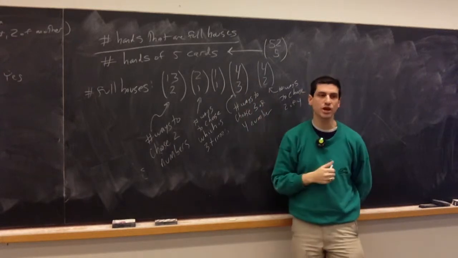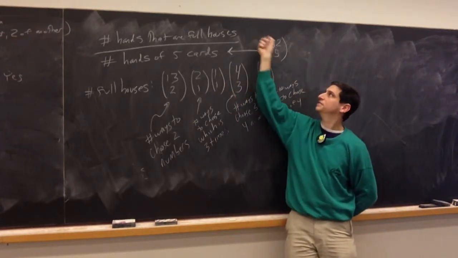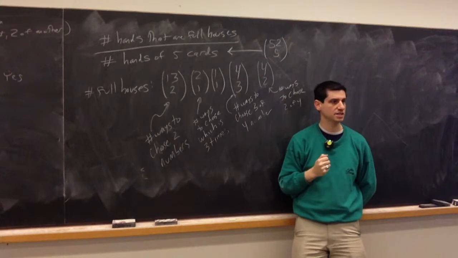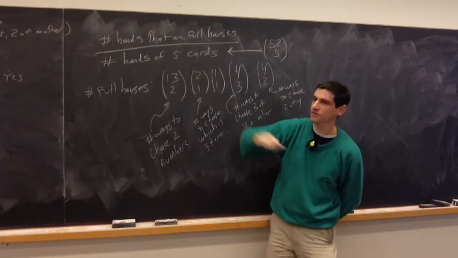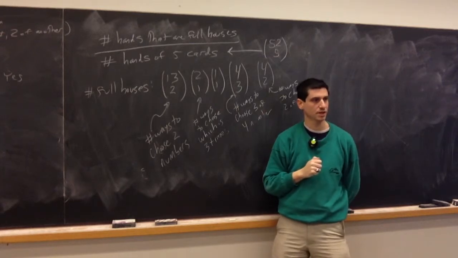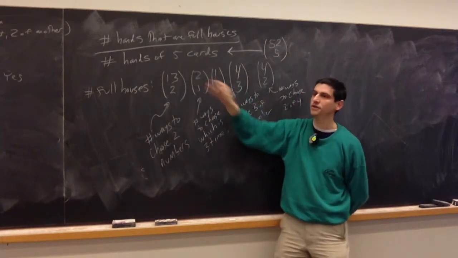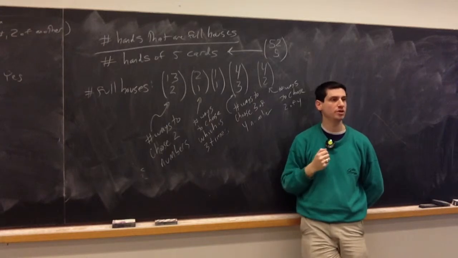And so all I have to do now is calculate this number and divide by 52 choose five, and that's the answer. The hardest part is remembering that we have this 2 choose 1. And if we forget this 2 choose 1, our answer is going to be half of what it should be.